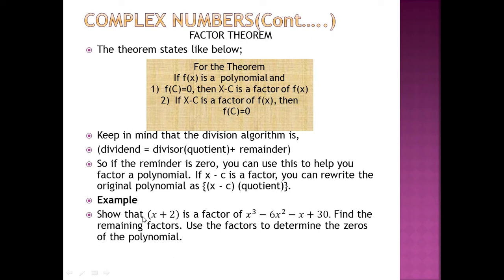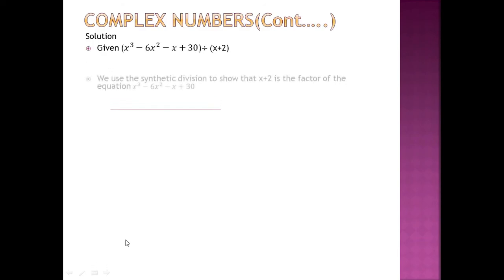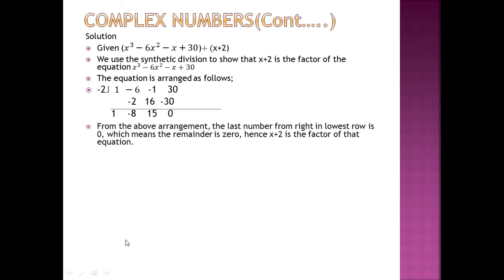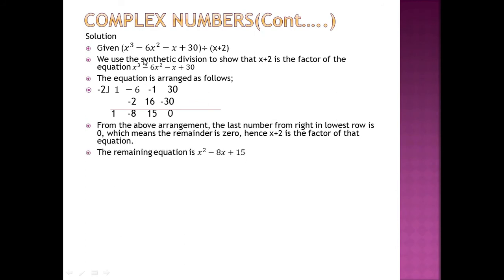So for example, show that x plus 2 is a factor of this polynomial. Find the remaining factors. Use the factors to determine the zeros of the polynomial. Solution: given x cubed minus 6x squared minus x plus 30 divided by x plus 2, we use synthetic division to show that x plus 2 is a factor of the equation.